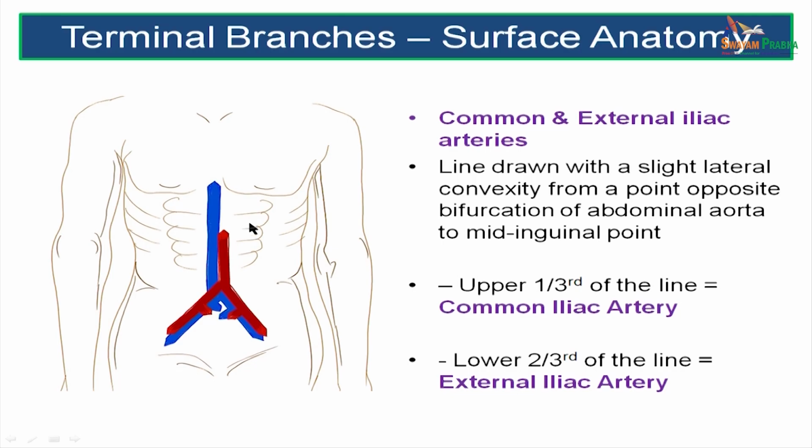If you look at the terminal branches and their surface anatomy, the common and external iliac arteries, you draw a line, slight lateral convexity from a point opposite the bifurcation of the abdominal aorta to the midinguinal point. The upper 1/3 of the line represents the common iliac artery and the lower 2/3 of the line represents the external iliac artery.